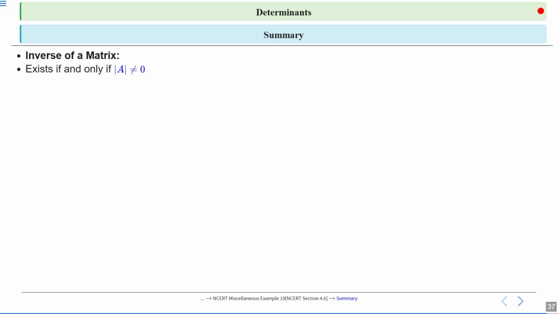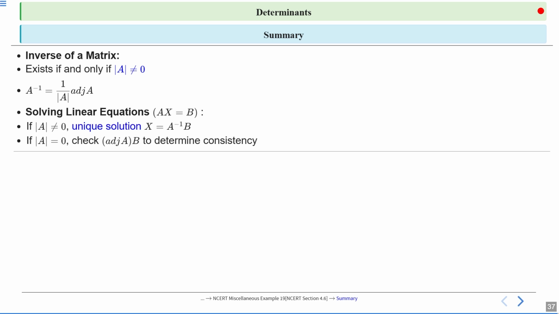Inverse of a matrix. Inverse of a matrix exists only if determinant of A is not equal to 0. Then A inverse is equal to 1 by determinant of A into adjoint of A. So to calculate the inverse of a matrix, at first we have to check whether determinant of A is 0 or non-zero. If it is non-zero, then calculate the cofactor matrix, take its transpose and calculate adjoint of A. And then A inverse is equal to 1 by determinant of A into adjoint of A.